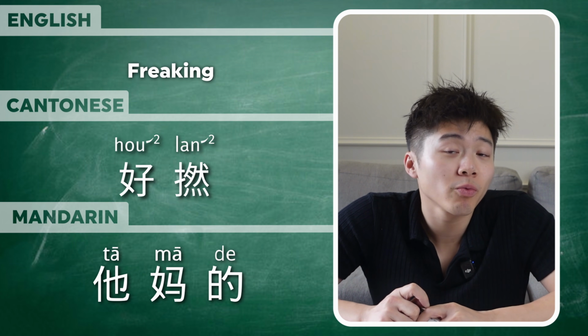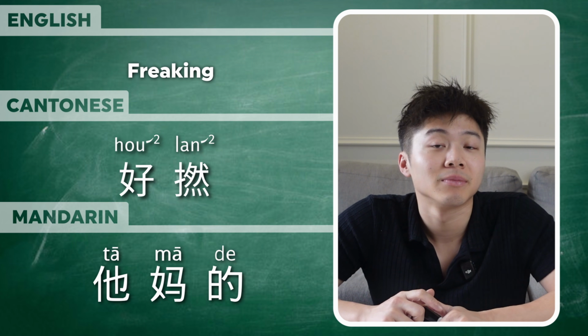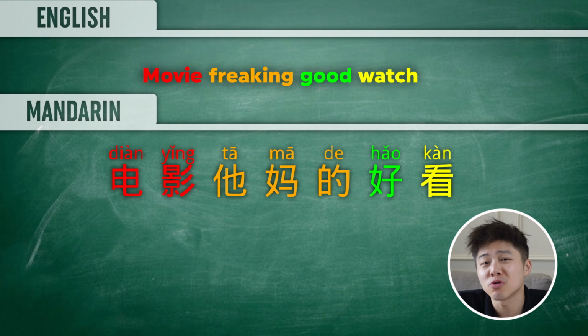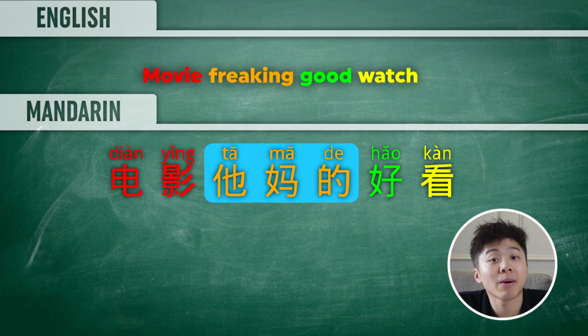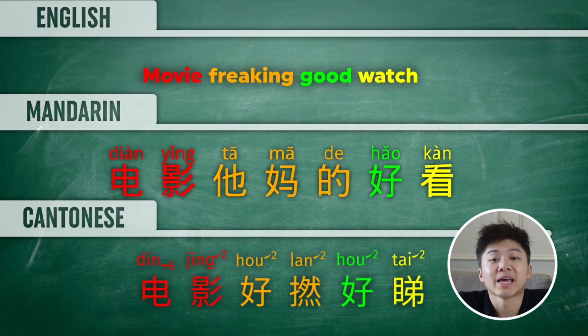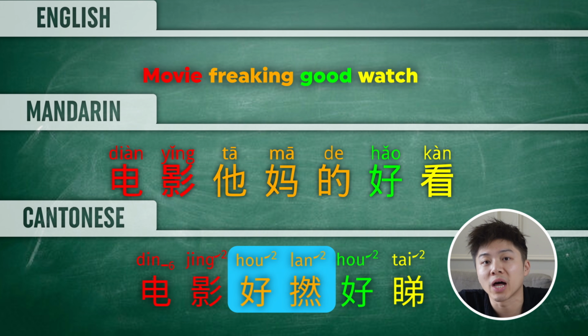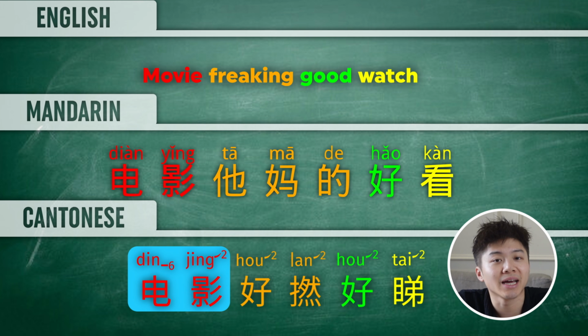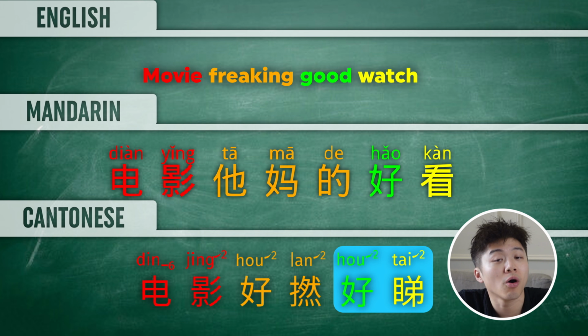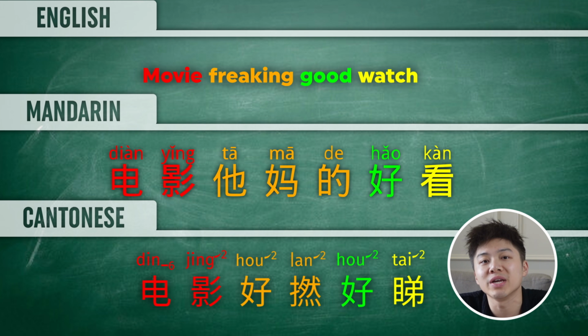So in Mandarin, the most common way to do this is with 他妈的. So, for example, in English, it would be like, this movie is freaking good. In Mandarin, 电影他妈的好看. Now in Cantonese, 電影好撚好睇. Basically, the movie freaking good watch.